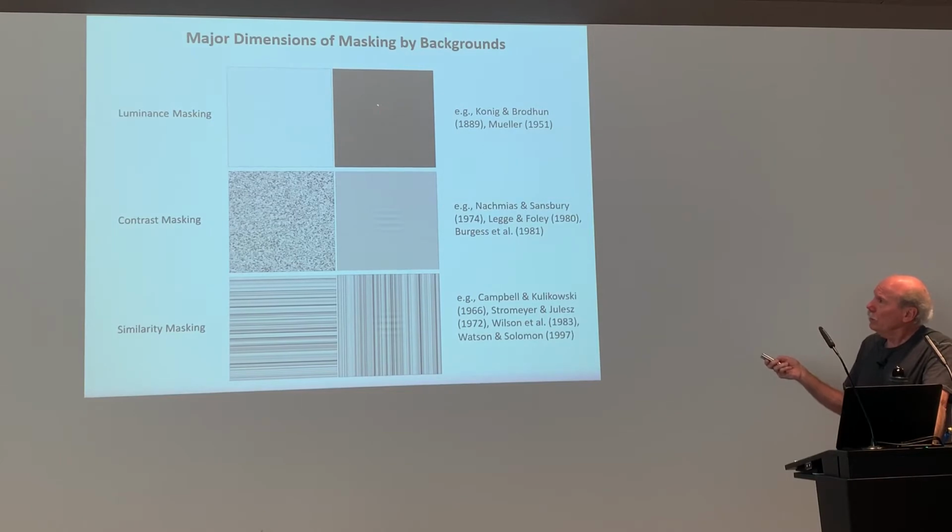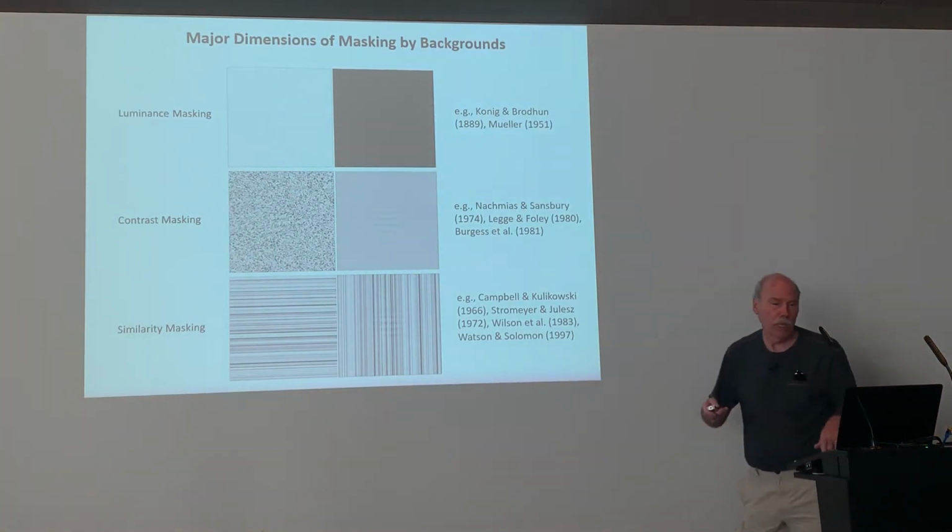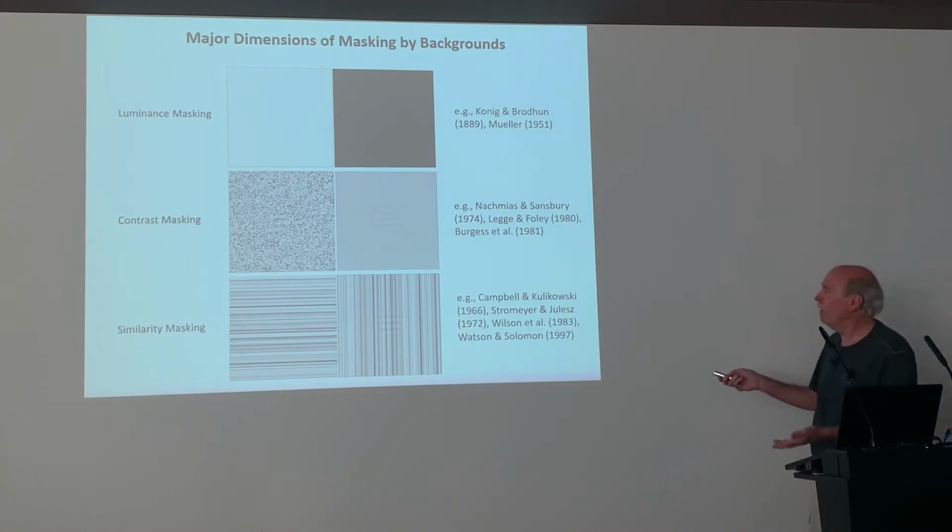But here the same target has been added to both sides of these panels. And what you can see is if the luminance of the background is higher, then it's harder to detect the target. If you make the luminance the same on the two sides, but make the noise contrast higher here, it gets harder to see the target. And if you keep the contrast the same on both sides, keep the luminance the same on both sides, but make the orientation and spatial frequency pattern structure more similar to the target, then it's more difficult than if it's got a different orientation and different frequency content. Okay? So these are big whopping effects. They've been studied for a long time.